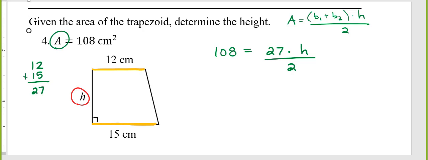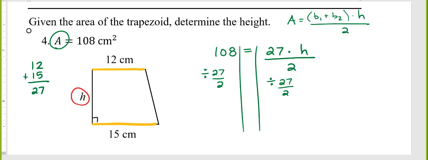You get there? Good. All right. I want to get h by itself. You forgot over 2. Okay, to get h by itself, what do I need to do to both sides? I need to divide by 27 halves. I will get h equals.